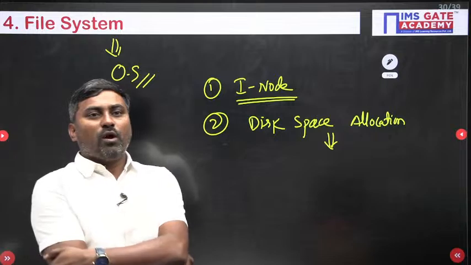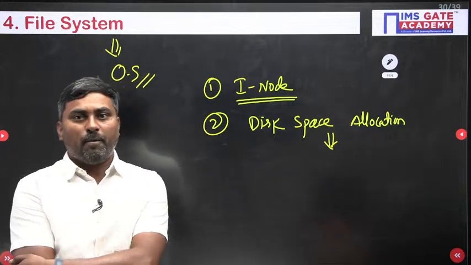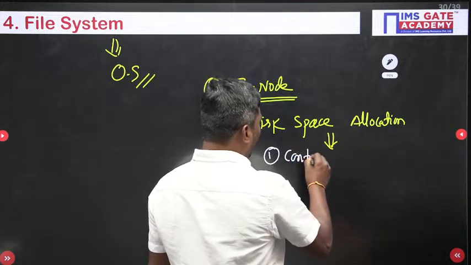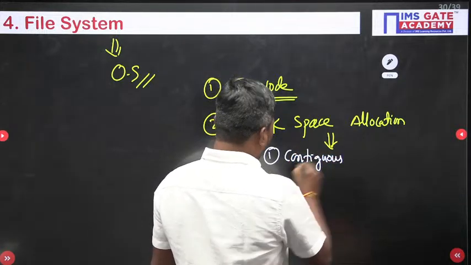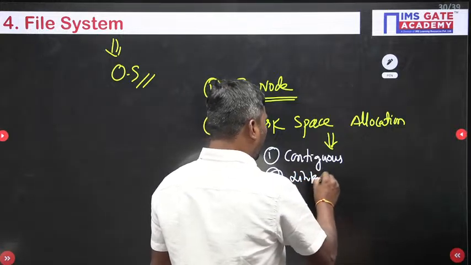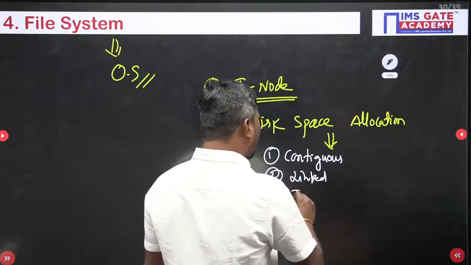Can you tell me what the disk space allocation methods are? One is contiguous allocation. The second one is non-contiguous, nothing but linked allocation. The third one is indexed allocation.